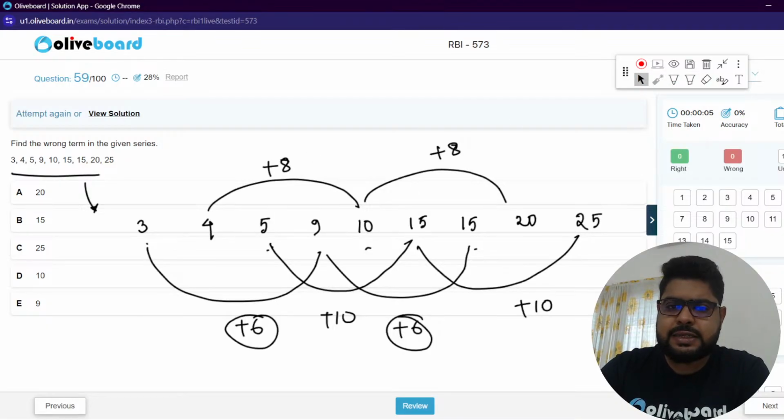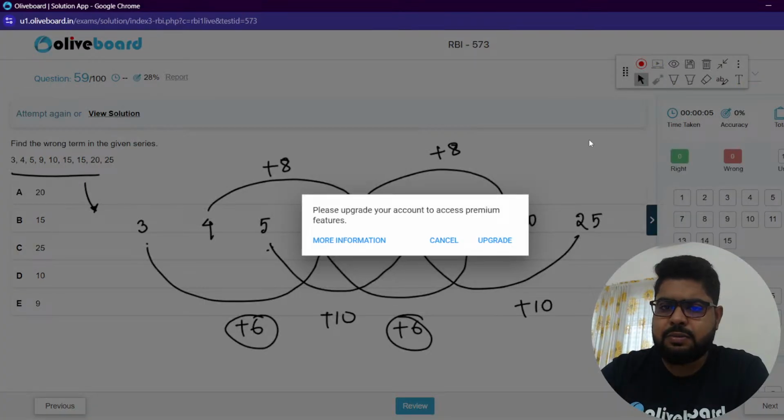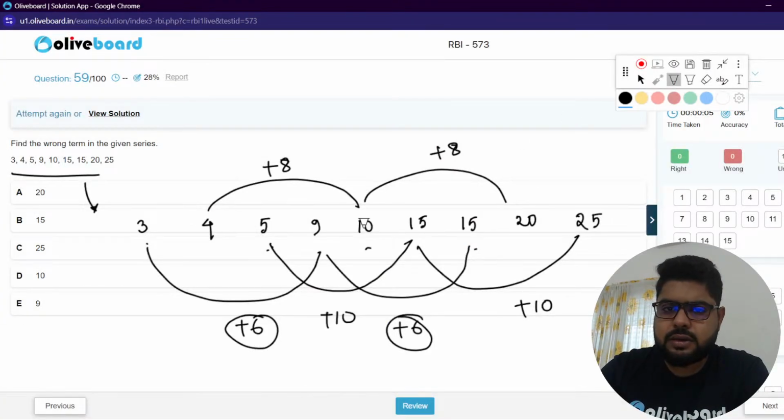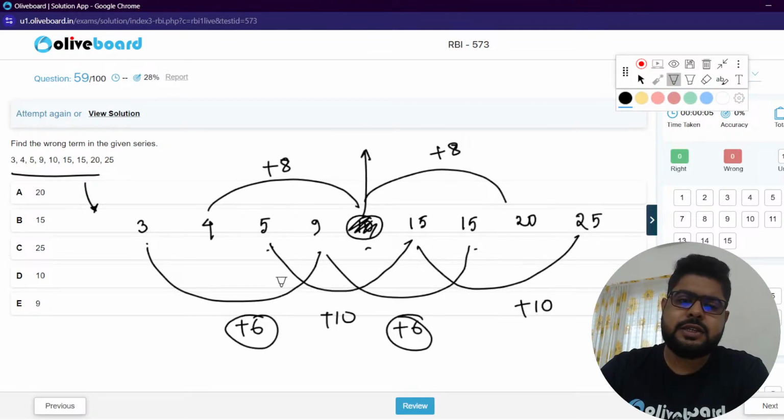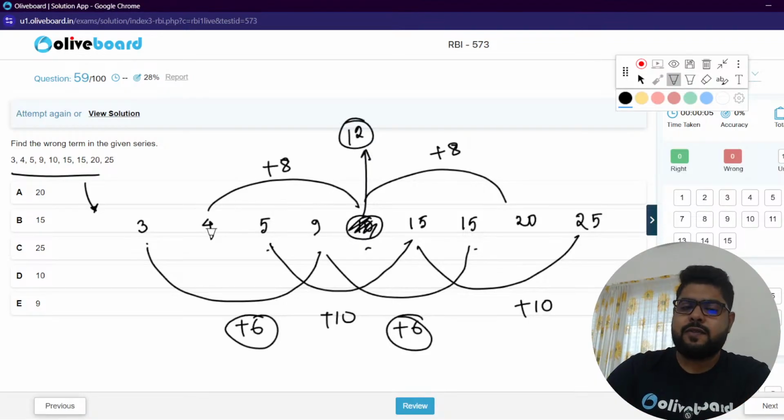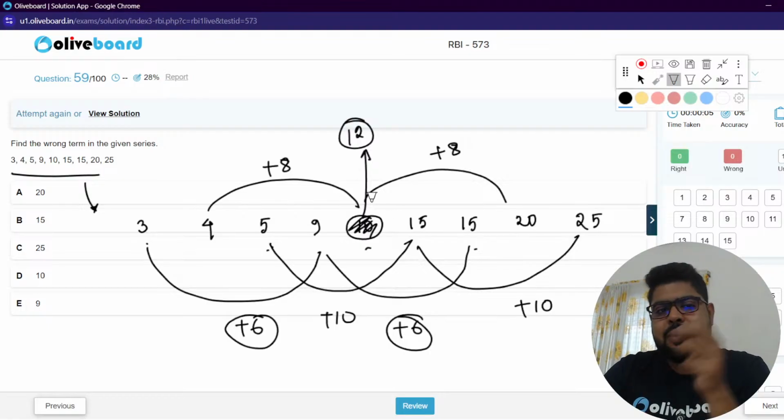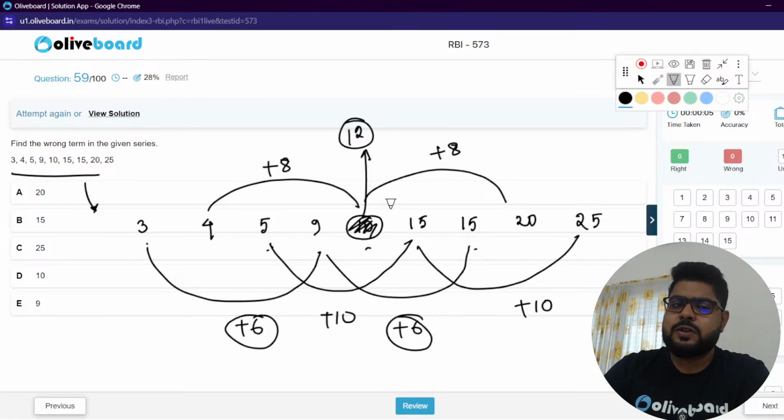So in that case, this is my wrong number. This should be actually 4 plus 8, that is 12. You see, if I take this as 12, 4 plus 8, 12, 12 plus 8 is 20. Now everything goes right. So my answer in this question will be 10, sir.